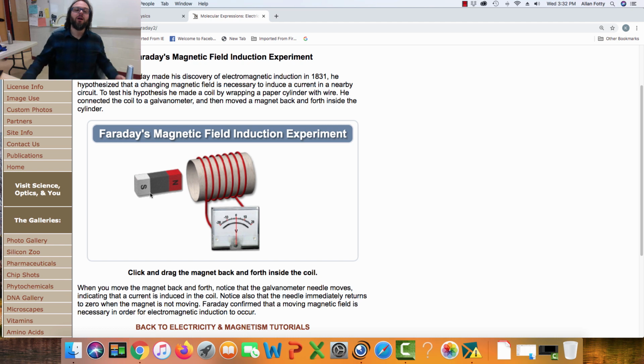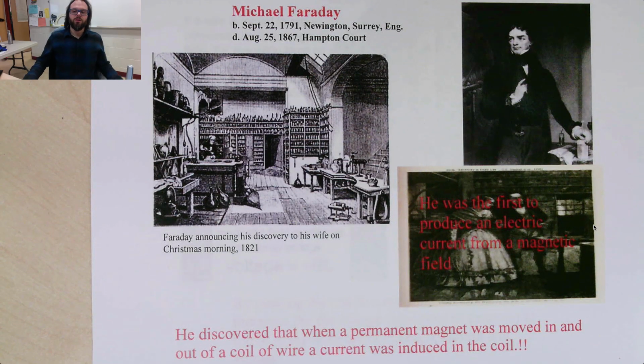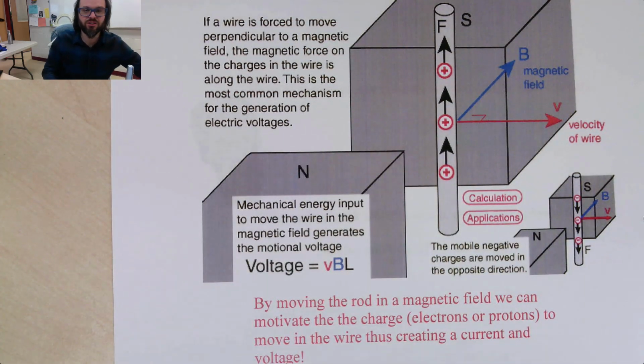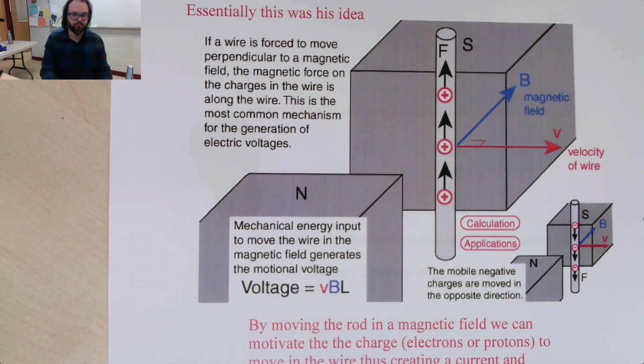So he said, by moving a magnet, or if I move something to cut magnetic fields, because a magnet has magnetic fields, I'm going to create a current if I move a conductor through a magnetic field. So what does that mean? Let's take a look at this here. Essentially, this was his idea.